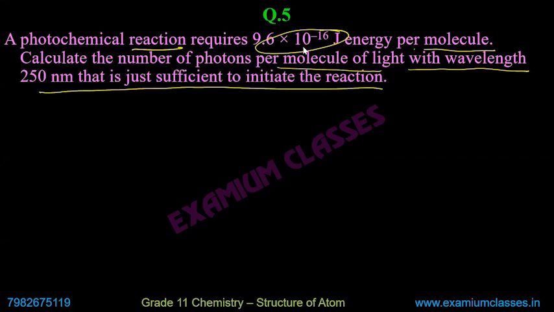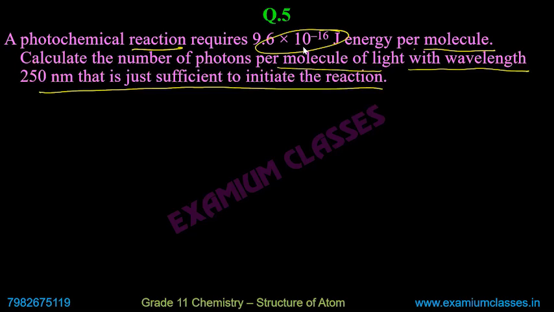Because it is asking about the number of photons per molecule of light, which will have sufficient energy to initiate the reaction. So basically, it is asking to calculate the number of photons because if you increase the number of photons, there will be a greater amount of energy. One photon has some energy, two photons will have double the energy. So the question is asking how many photons you actually need to start the reaction. It requires 9.6 into 10 to the minus 16 joule energy. It is given.